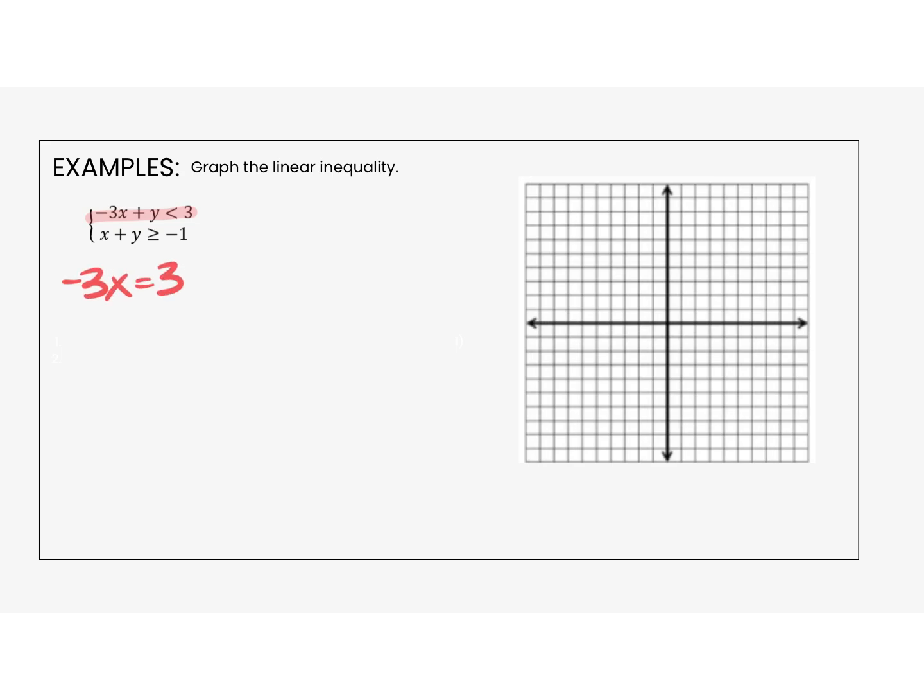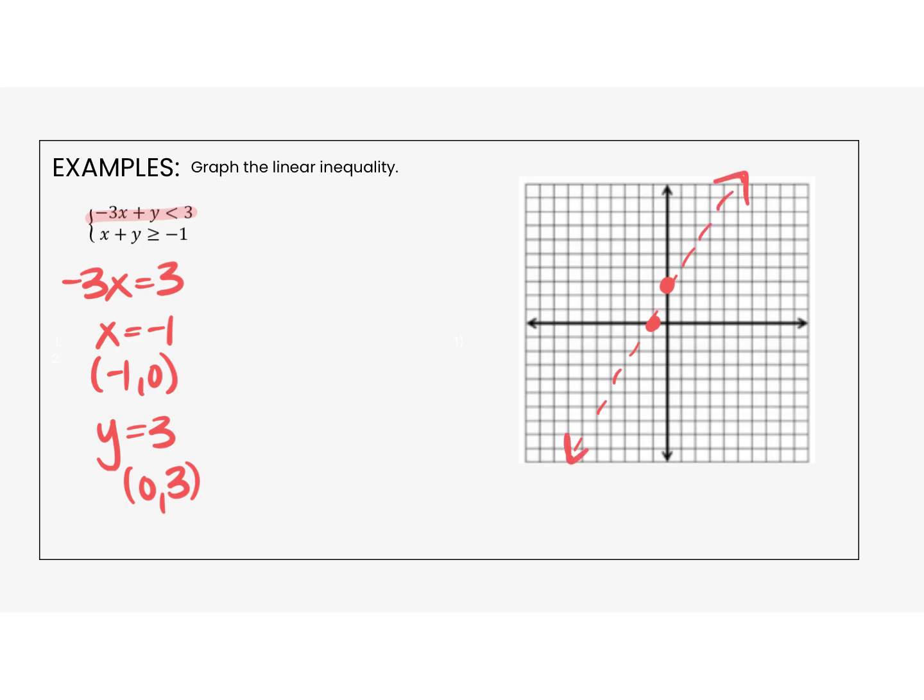So 3x equals 3, which gives me x equals -1. So I'm going to graph -1, 0, and then y equals 3. So I'm going to graph 0, 3. Okay, and this is strictly less than, so this is a dashed line. Let's see if I can get this.